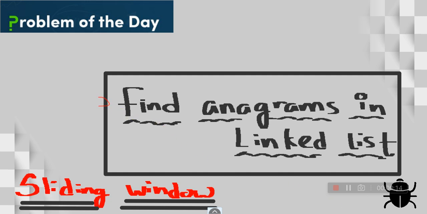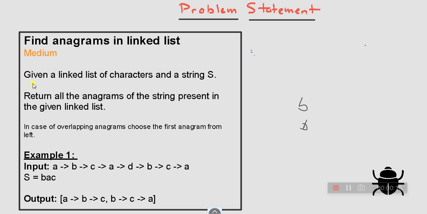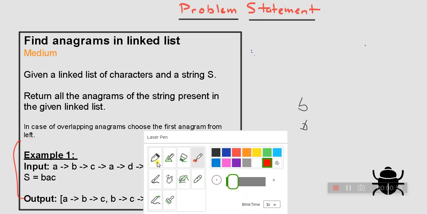So let's get started. Here's the problem statement, and it says that given a linked list of characters and a string s, return all the anagrams of the string present in the given linked list. In case of overlapping anagrams, choose the first anagram from the left. One example is also given here, but before that, let me explain what exactly an anagram is.